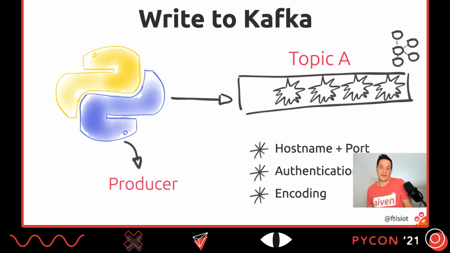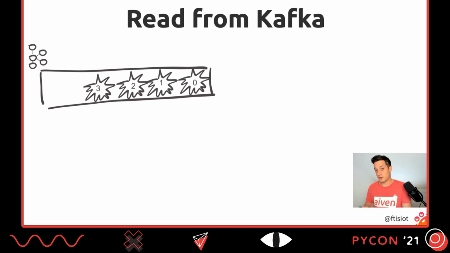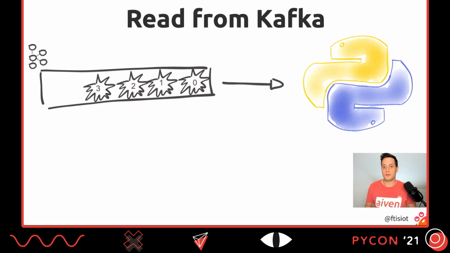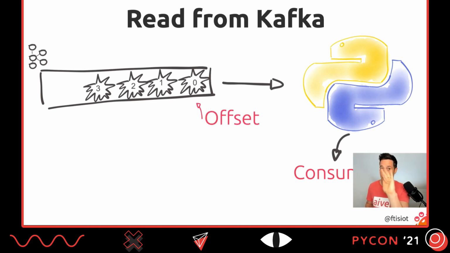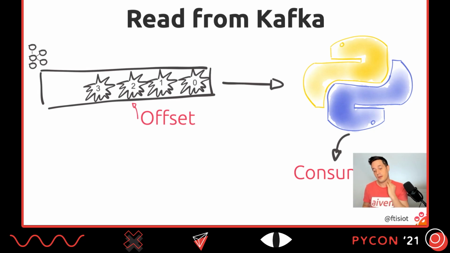On the other side, I can read from Kafka, and if I have a Python application, it's called a consumer. And how the consumer works is that it reads event number 0, and then it communicates to Kafka, 0 done, let's move to 1. Reads event number 1, communicates back to Kafka, 1 done, let's move to 2, etc., etc.